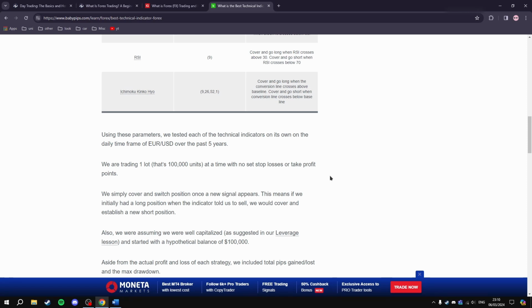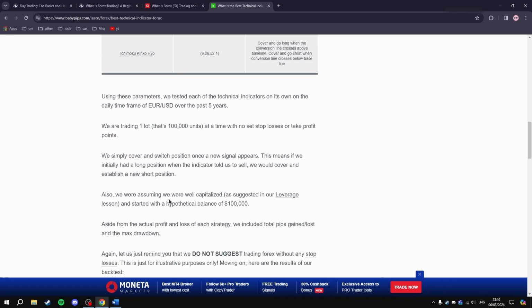Right, okay, so there's no stop loss or take profit where you stop at that. You keep going until it turns into a sell signal, and then you would have to sell. I think that's what it means. This means if we initially had a long position when the indicator told us to sell, we would cover and establish a new short position. So switch over as soon as a new signal appears.